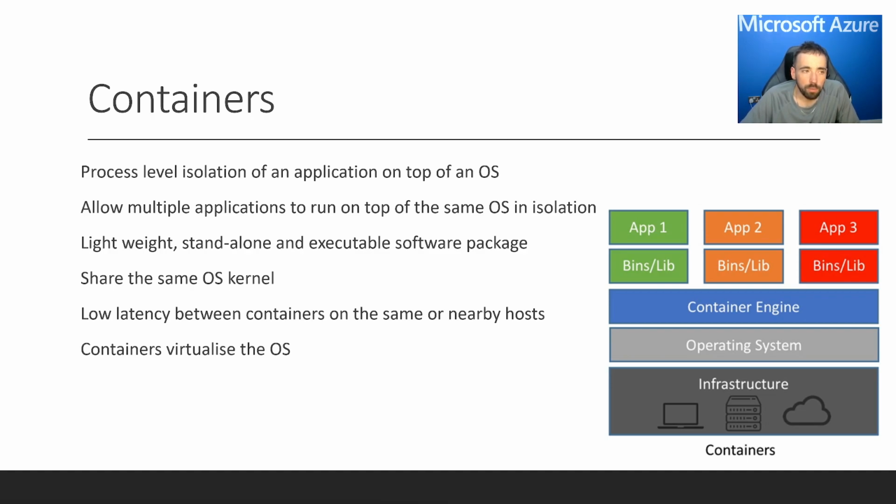So ultimately, it allows multiple applications to run on top of the same OS in isolation, and these are lightweight, standalone, executable software packages. So containers are referred to as standard units. In this standard unit, we've got all of the components of our application defined. This can include dependencies such as certain frameworks, and they do share the same OS kernel, although they are isolated using mechanisms of the Linux OS kernel, which I'm going to get into in the next slide.